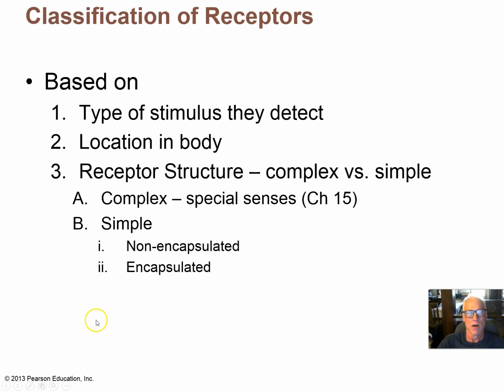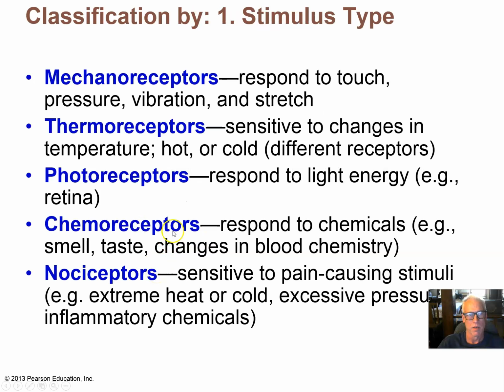We'll classify all the different types of receptors based on, first of all, the type of stimulus they detect. Secondly, in terms of location of the stimulus that they are detecting. And third, according to structure. Now when it comes to structure, that's where we'll spend most of our time. We'll look at a bunch of specific types of simple nerve endings, or simple receptors. Complex receptors are the special senses that we'll talk about in Chapter 15. So we'll look at non-encapsulated and encapsulated simple receptors.